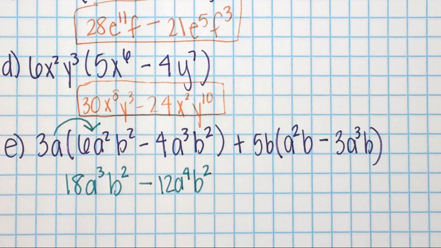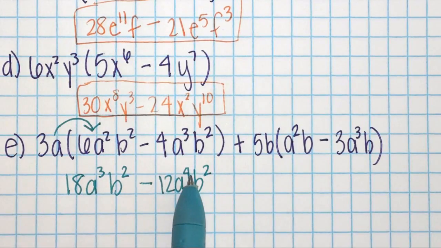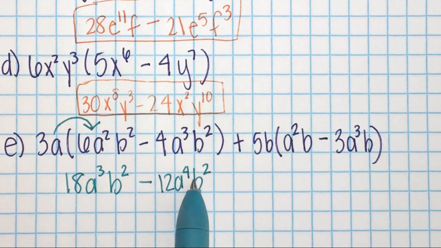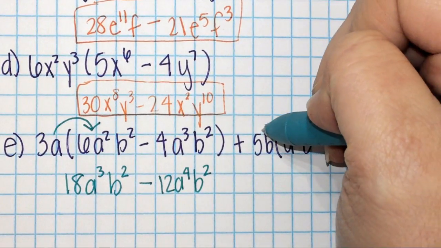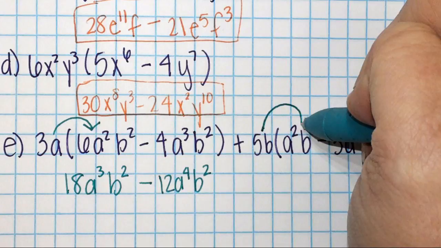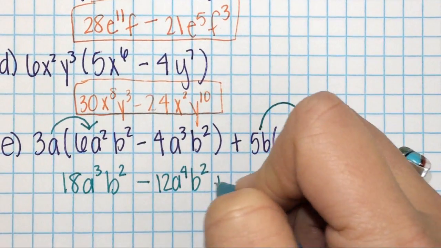Are we done, or do we have the other side we have to do? You still have to do the other side. Does everybody see how I got this before we go any further? Yes. Okay. Now we need to distribute 5b times the second parentheses.